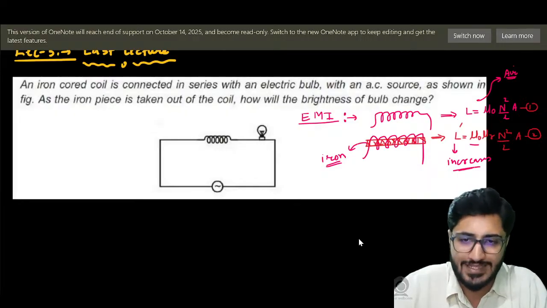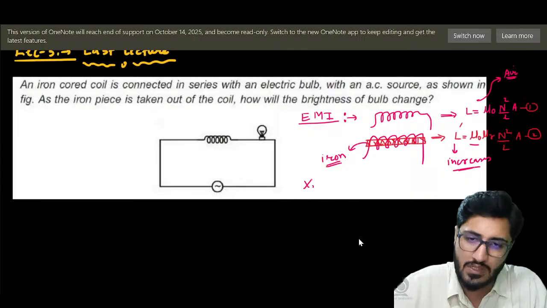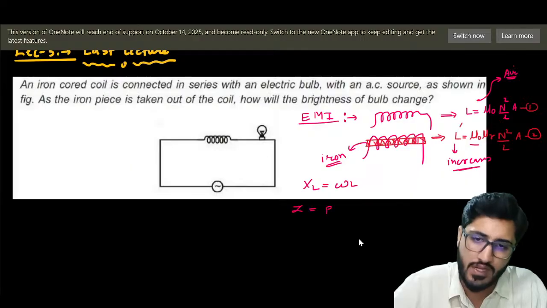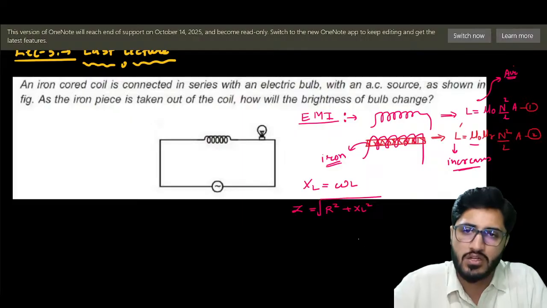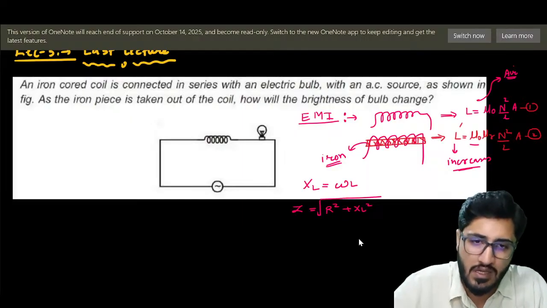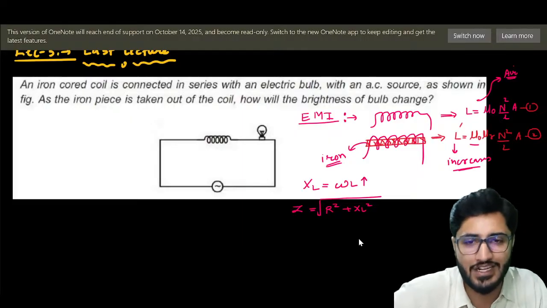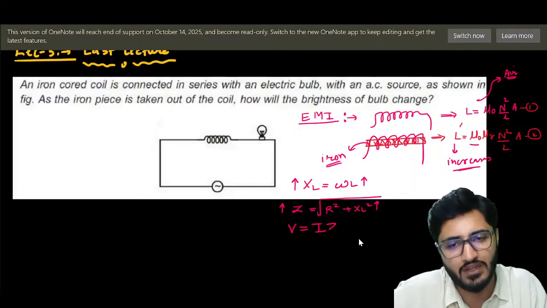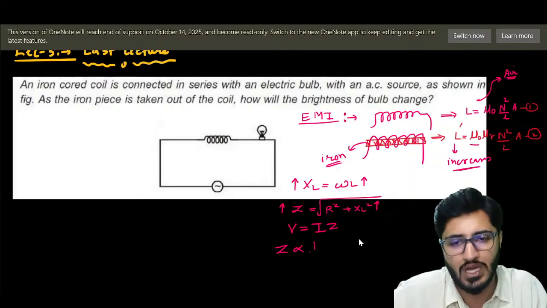Let us take an example. What is XL? Inductive reactance, sir, it is omega times L. What will be the impedance now? Sir, it is the square root of R square from the bulb plus XL square. Now see here, if my L increases, my XL will increase, and my Z will increase. According to Ohm's law, V equals I times Z, so Z is inversely proportional to I. If Z increases, I will decrease.